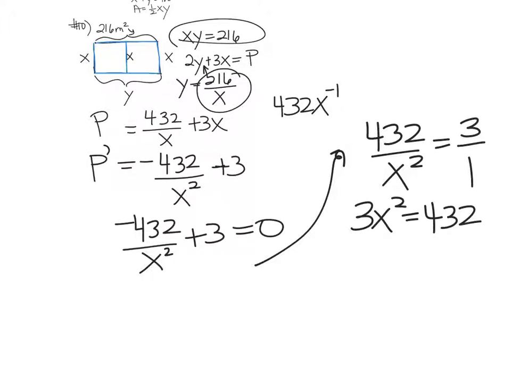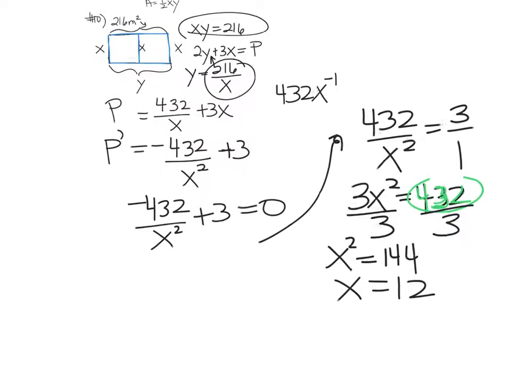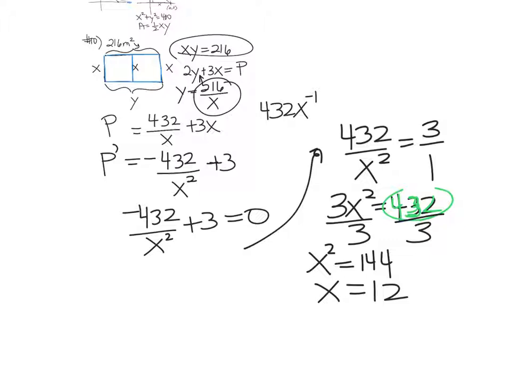And they were so nice to you. Can you tell that 432 is divisible by 3? Anybody know? Yeah, 4 plus 3 plus 2 is 9, and 9 is divisible by 3. Okay, so you get x squared equals 144. Take the positive square root, and you get a perfect 12. Ooh, calculus goosebumps.